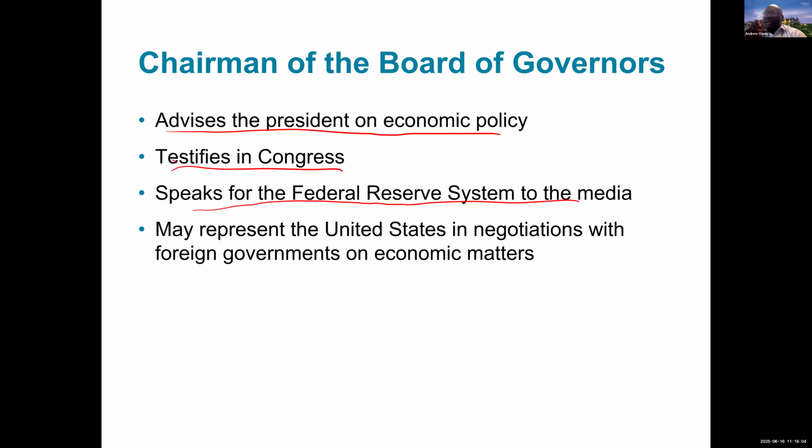And by the way, when the Federal Reserve meets, the FOMC meets, and then they decide on interest rates, the chair of the Federal Reserve will release a statement, and then the chair is going to take questions from the media. Why the Fed, for example, has increased the interest rate, the federal funds rate, or why they decreased the interest rate. He's the one who is supposed to speak to the media on behalf of the Federal Reserve. And then the chair may also represent the United States in negotiation with foreign governments on economic matters. This could be on debt issues, debt negotiation and stuff like that, sometimes or even on trade.